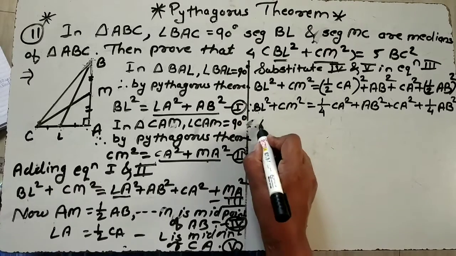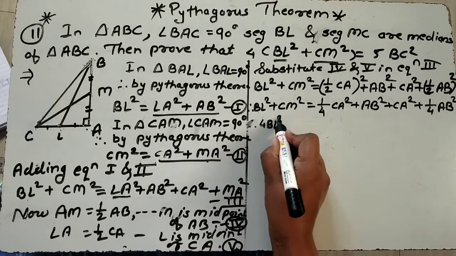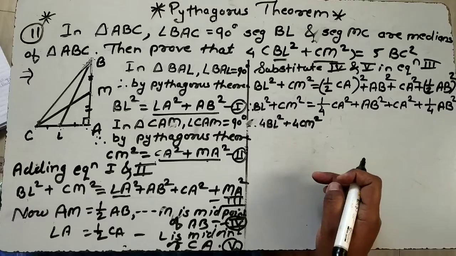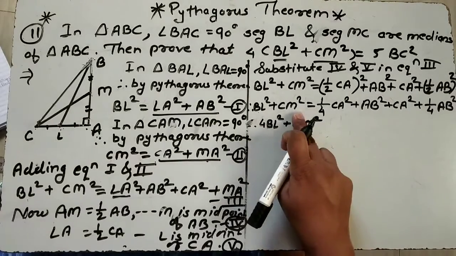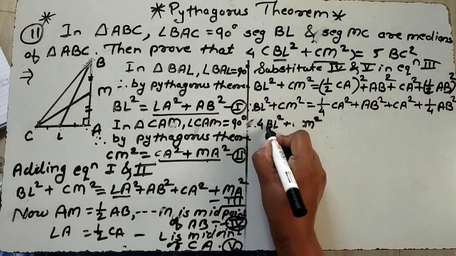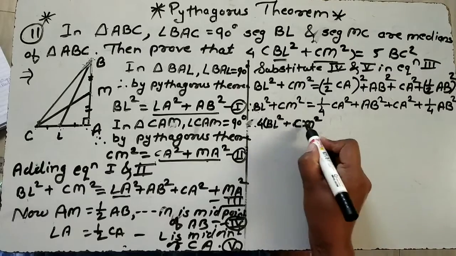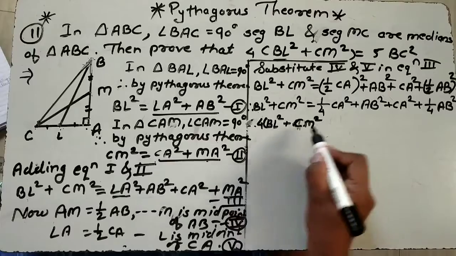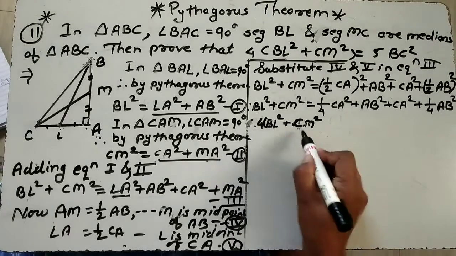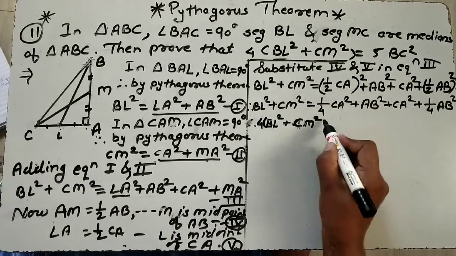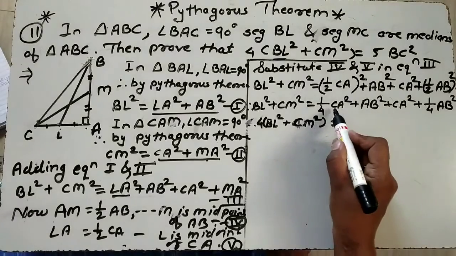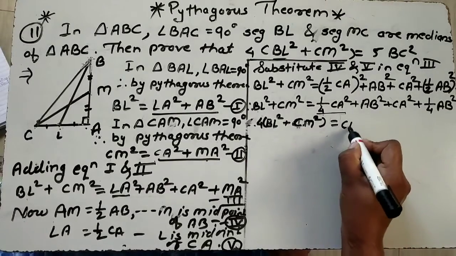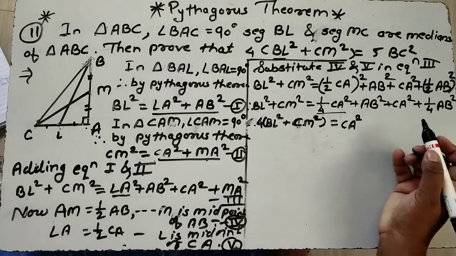So 4 into BL square, 4BL square, plus 4 into CM square, 4CM square. Otherwise we will write this 4 out of the bracket, 4 into BL square plus CM square, because of this we get the LHS of the equation. If we multiply this term with the 4, this 4 gets cancelled with the 4, and here remains only CA square.